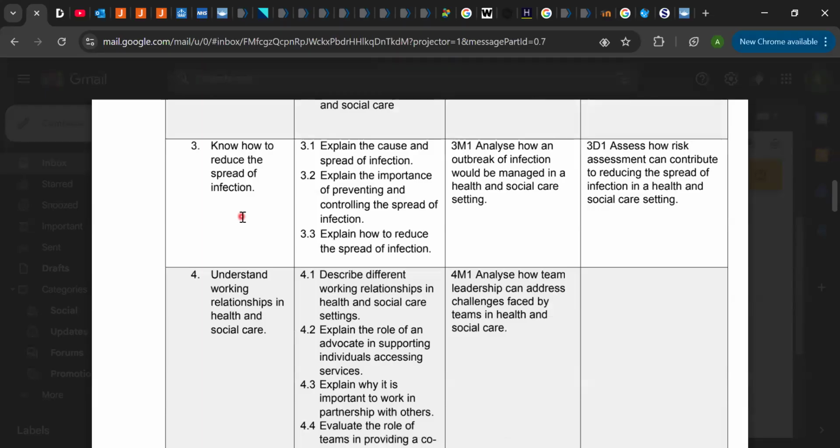Infections are everywhere. If we don't know how to reduce their spread, we need to learn that. How do we reduce the spread of infection? Not only to save our patients, but to save ourselves as well. And if we are safe, our families and extended loved ones remain safe as well.